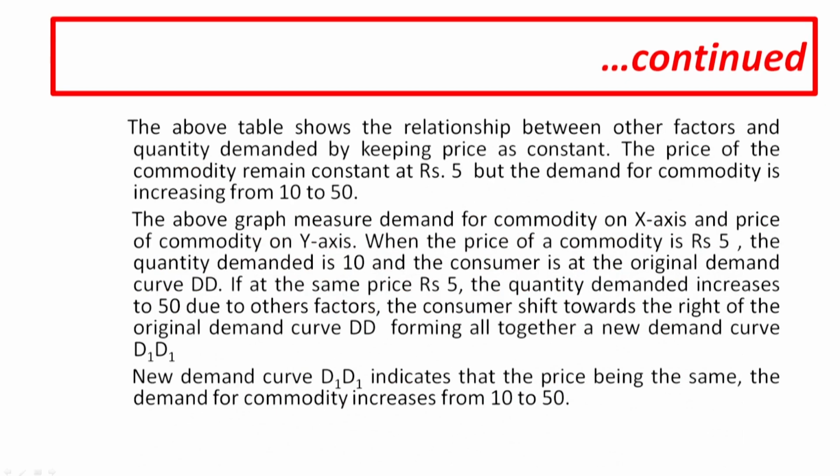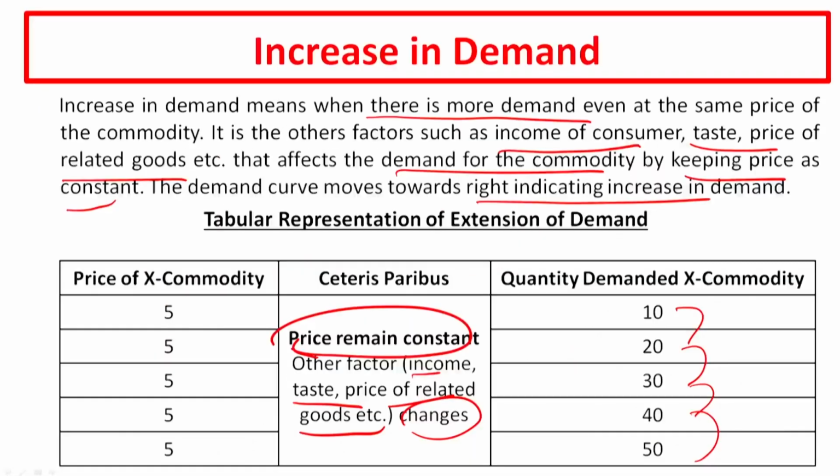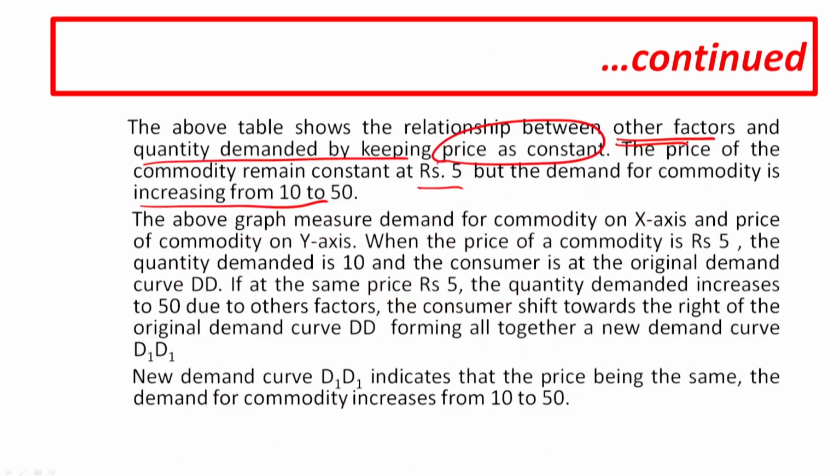The above table shows the relation between the other factors, the most important thing, and quantity demanded by keeping price constant. The price of the commodity remains constant at 5 rupees, but the demand for the commodity is increasing from 10 to 50 as shown here. The demand is increasing, price has been kept constant.